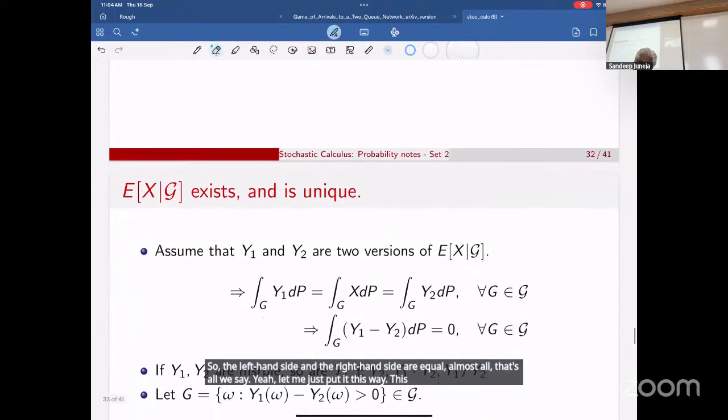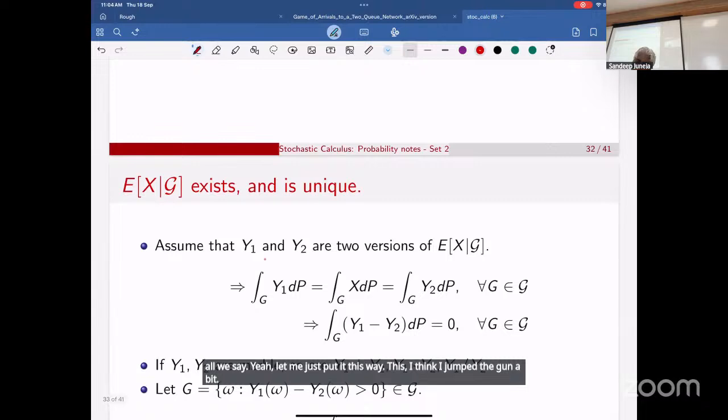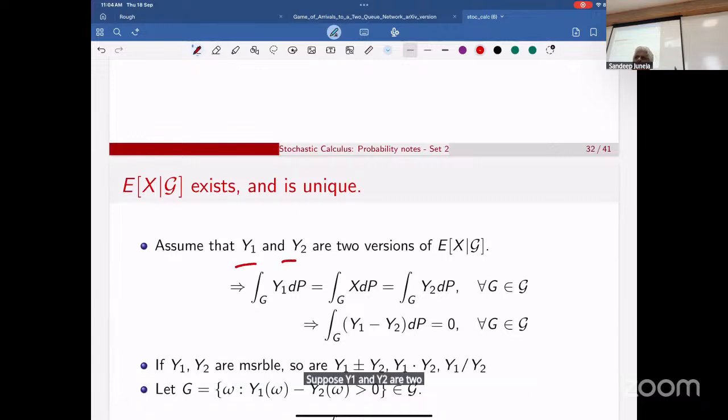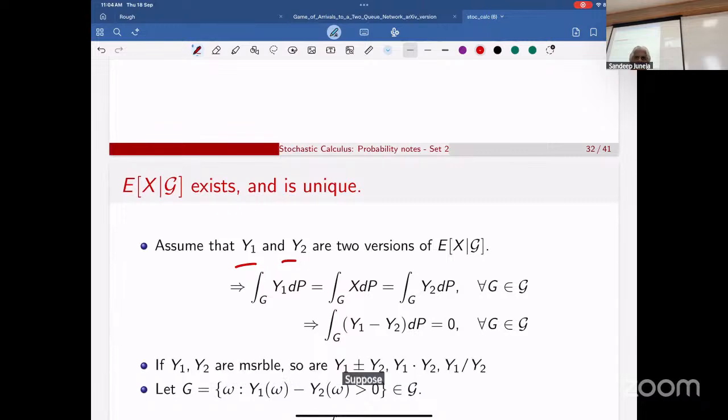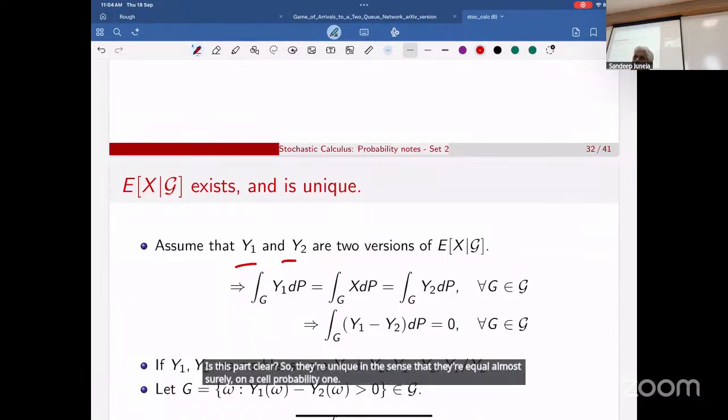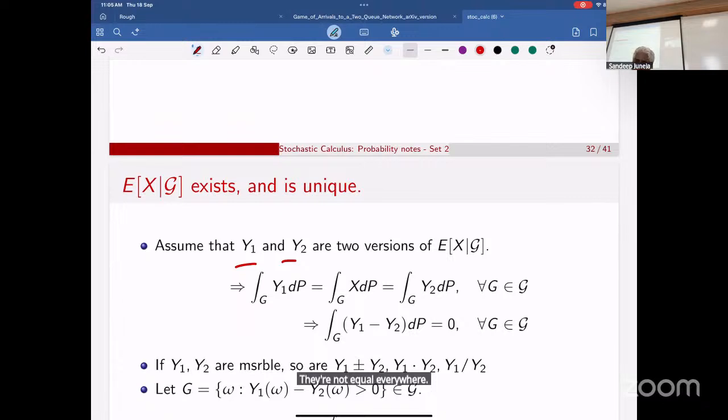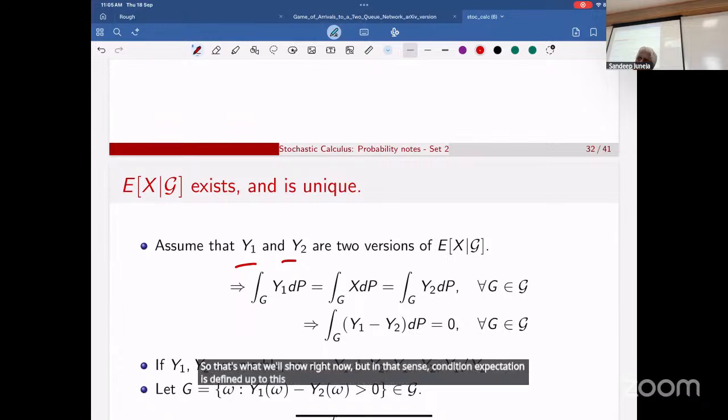Let me just put it this way; I think I jumped the gun a bit. Suppose Y1 and Y2 are two random variables which satisfy the property of E of X given G. I've given you the property that E of X given G should satisfy. Suppose Y1 and Y2 both do the job. Then Y1 is equal to Y2 almost surely. Is this part clear? They're unique in the sense that they're equal almost surely, on a set of probability 1. They're not equal everywhere. That's what we'll show right now. In that sense, conditional expectation is defined up to this almost sure equivalence.